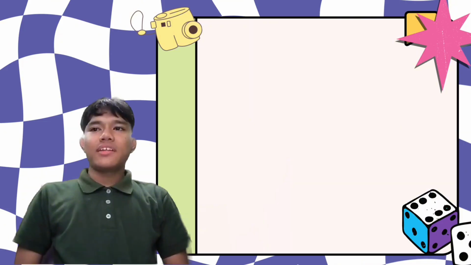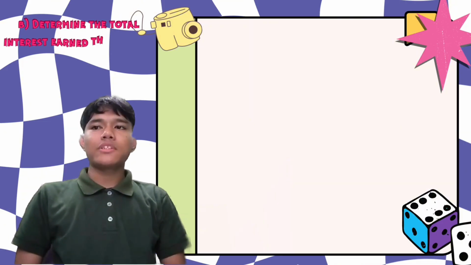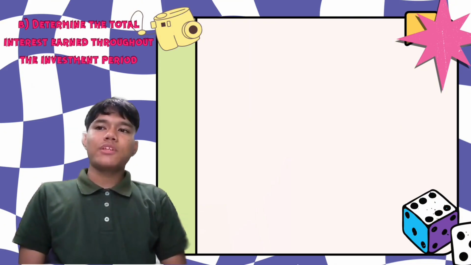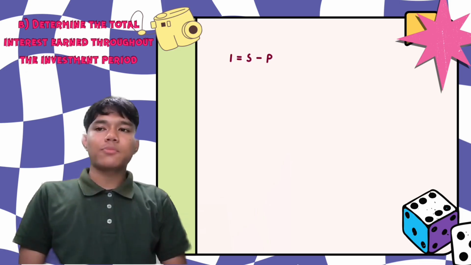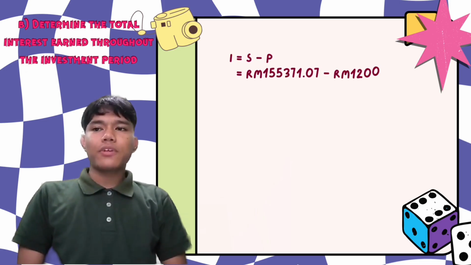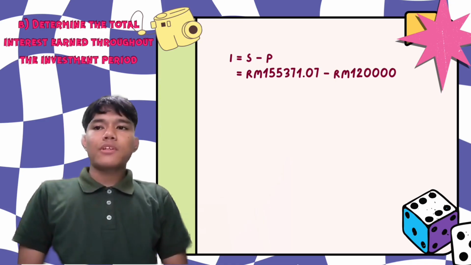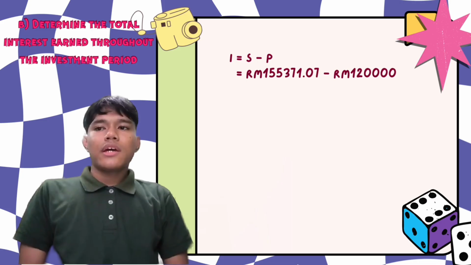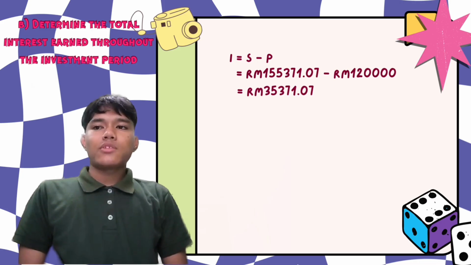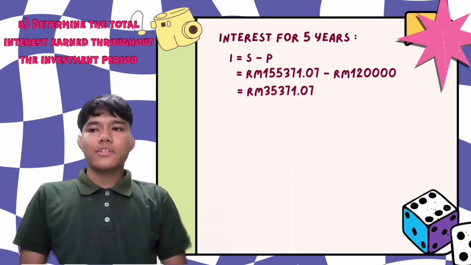For question 3B, determine the total interest earned throughout the investment period. For this question, we use the formula I equals S minus P. S equals 155,371.07 minus P equals 120,000, and we will get the answer RM35,371.07. That was for 5 years.